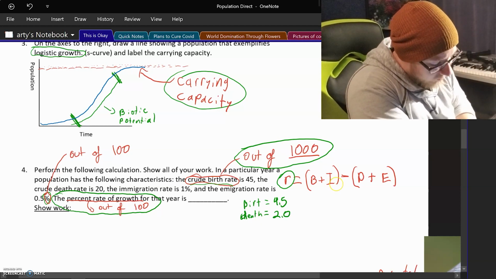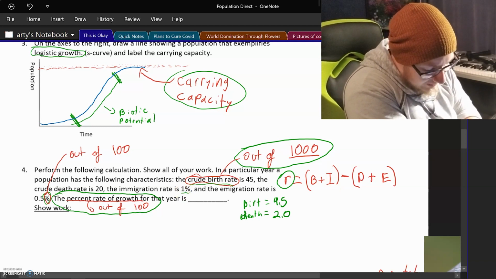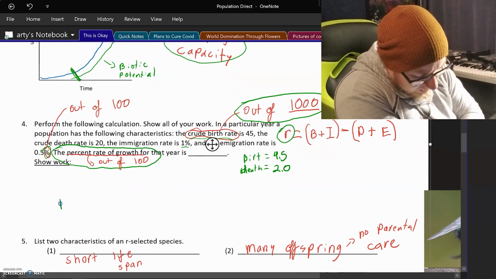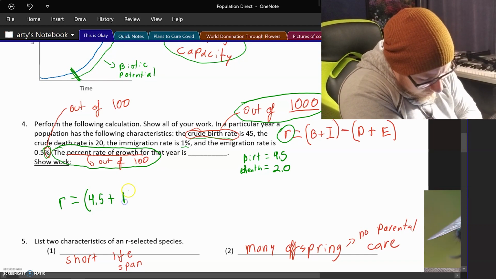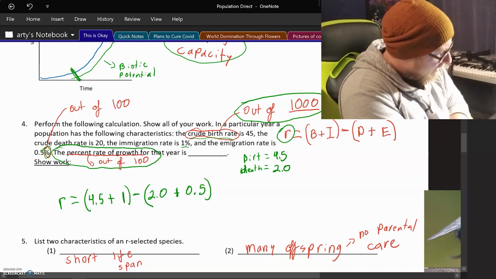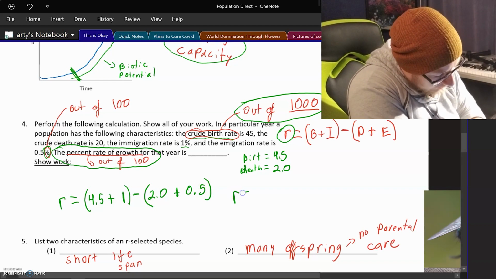And now we can plug these right into the equation, because the immigration and emigration rates are given to us in percentages already. So now we just plug it into the formula. The growth rate for this country is equal to the birth rate, which is 4.5, plus the immigration rate, which is 1%, minus the death rate, which is 2.0, and the emigration rate, which is 0.5. If you add all of these together, or technically subtract all of these together, you get a growth rate of 3%.